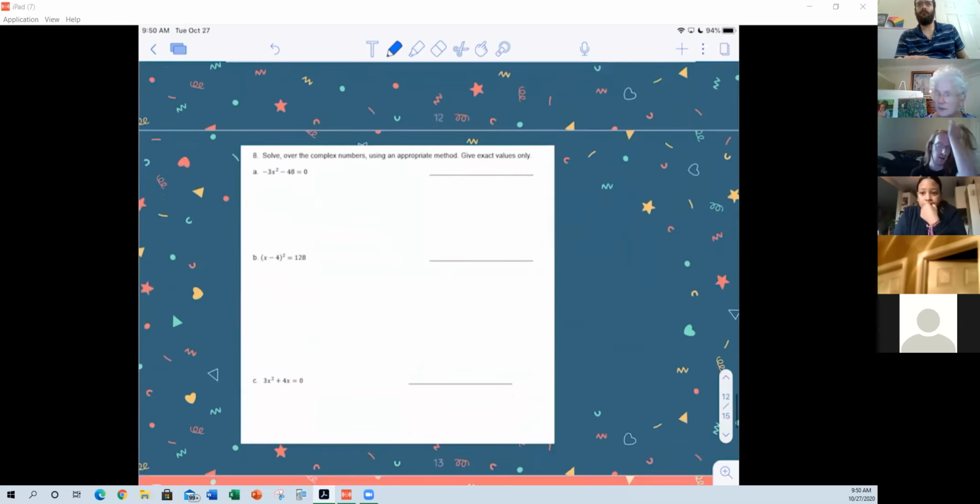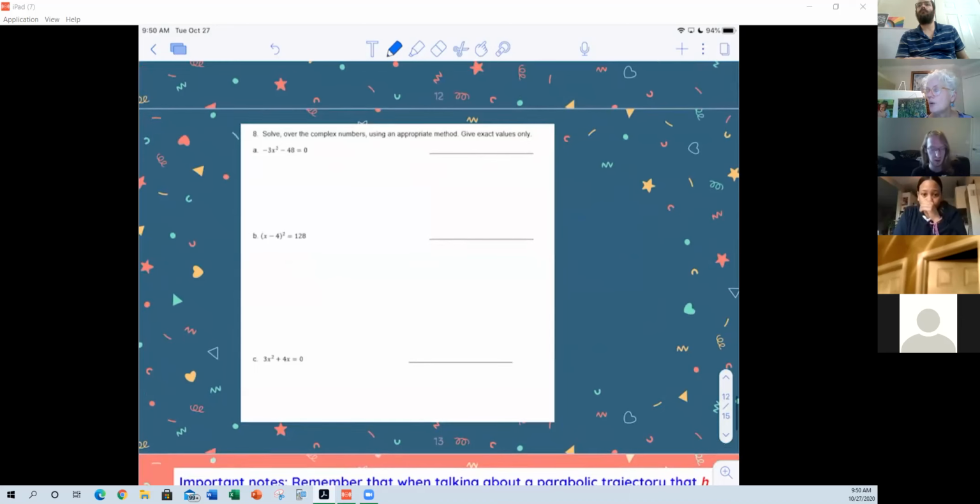Okay, so if you're looking at this, which one of these problems would we not use the method of taking the square root of both sides? Which one? A, B, or C? C. Why? There's another x term. There's 2 x terms in it, right? So you're just going to have to factor that one and solve it just like we had been before we learned how to take square root of both sides.